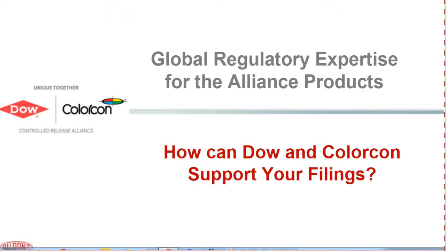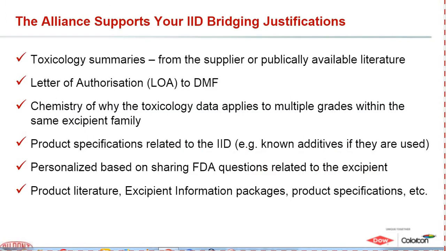So to get towards the end of our presentation now, what can we, as the global regulatory expertise that we have for our alliance products, provide to support your filings, with information from Dow and from Colorcon? Our alliance can provide a number of pieces of information. We do have toxicology studies that are either ones that we have developed or that are coming from publicly available literature. If we have a drug master file for the product, we can provide a letter of authorization. And as Dave mentioned before, you're welcome to talk to us about what kind of tox information or other relevant information may be in our drug master file.